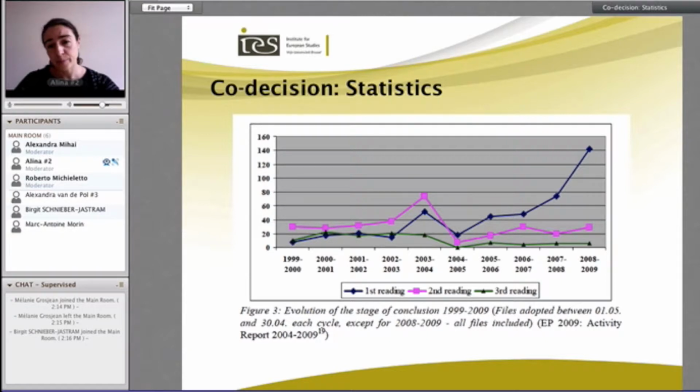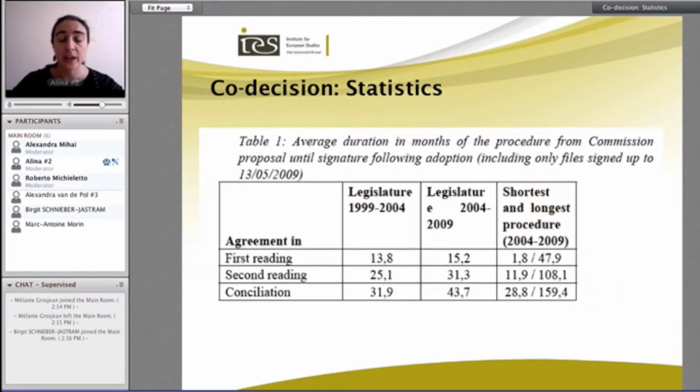Here, basically, it's another slide with statistics, where you can also see how things have developed. If you follow the first reading, the dark blue line, you see that in the period 1999 to 2000, we had very few files that were completed at first reading. At the moment, that's the biggest number of files, while at the same time we see a decrease of the files that have been completed in second reading, and a dramatic decrease of the files that are completed in third reading.